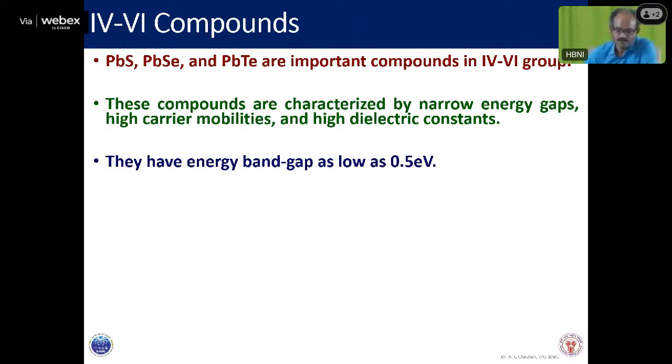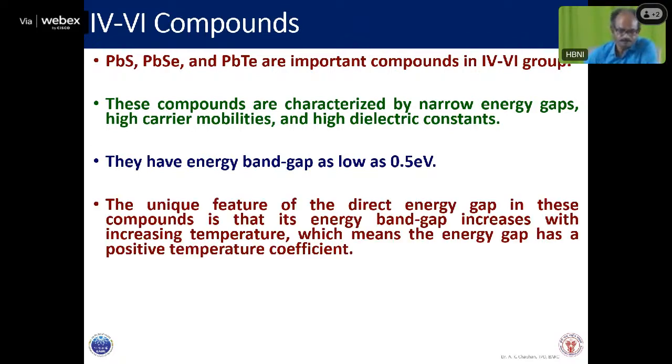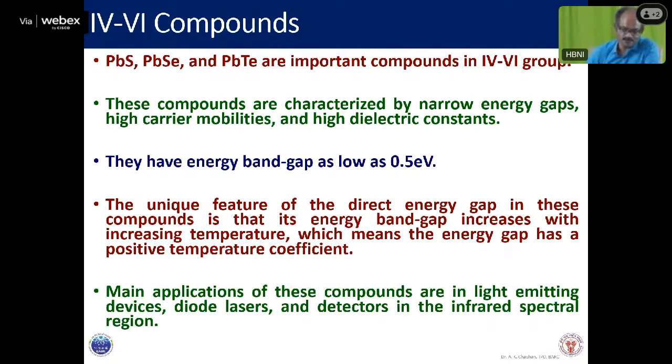They have an energy band gap as low as 0.5 eV. The band gap is very low for these materials. The unique feature of the direct energy gap in these compounds is that the energy band gap increases with increasing temperature, which means the energy gap has a positive temperature coefficient. The main applications of these compounds are in light emitting devices, diode lasers, and detectors in the infrared spectral region.